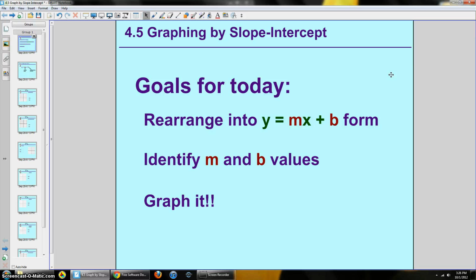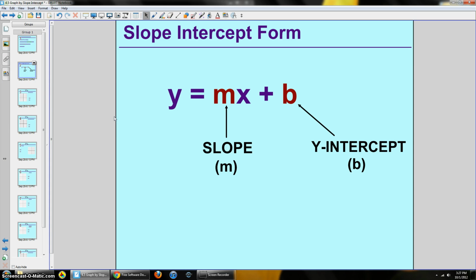Basically, in order to do that, we have to get it into y equals mx plus b form, your favorite form in the world, and then use that form to identify the m and the b values. Now, if you don't have this formula memorized, in a book, or somewhere easily accessible, please pause this video and write this down right here.